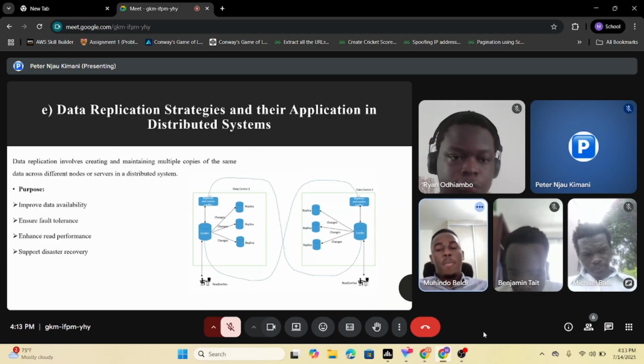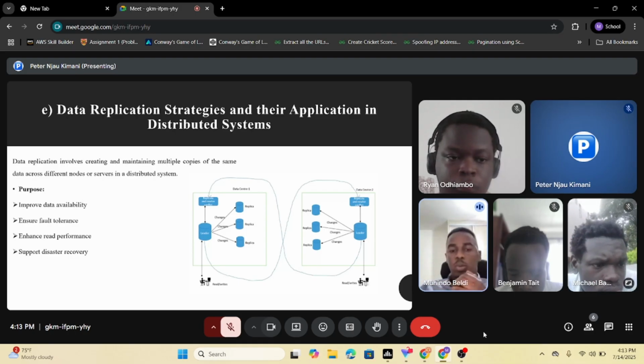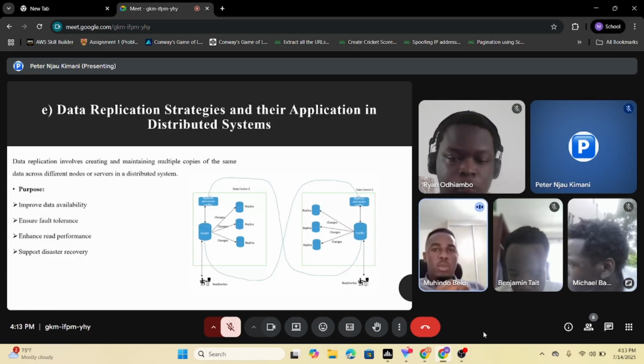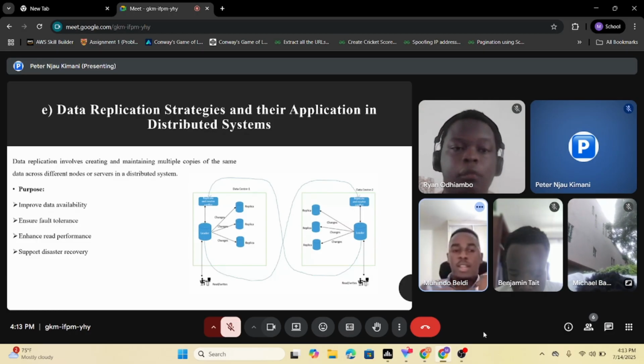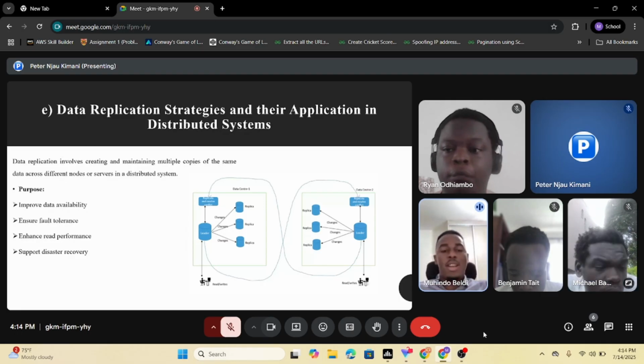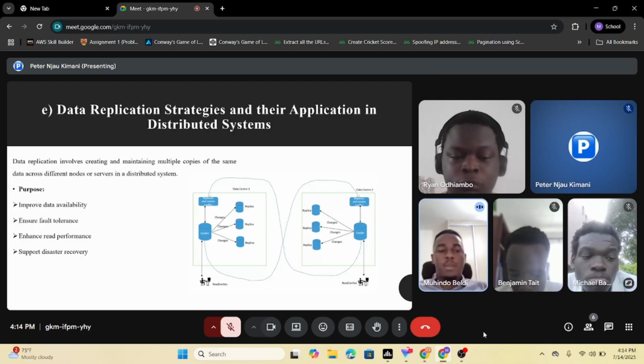to ensure that multiple copies of the data exist simultaneously. This is important because if one node fails due to hardware failure, network issues, or power loss, users can still access the replicated data from another node. This greatly improves the system's reliability and performance.